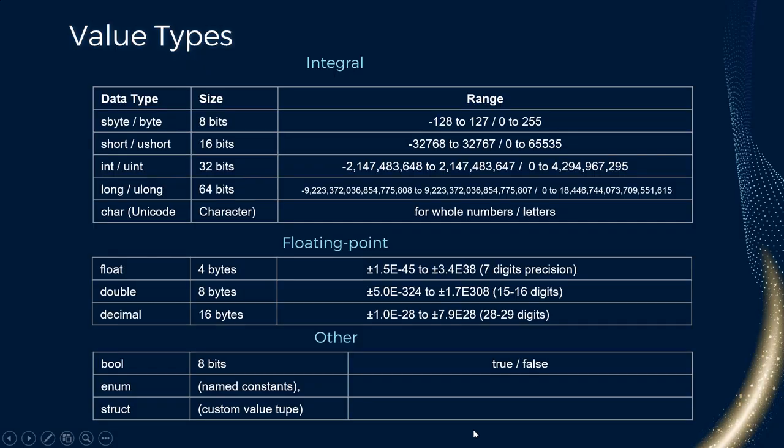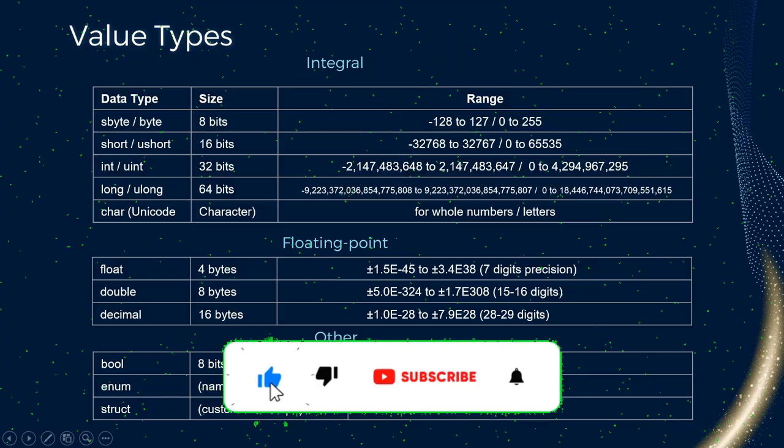Then we have another type, which is basically bool, enum and struct. Bool is 8 bits, and it stores true or false. We also have value types like enum, which is a named constant. I will be discussing it later on in detail. And we have struct also.